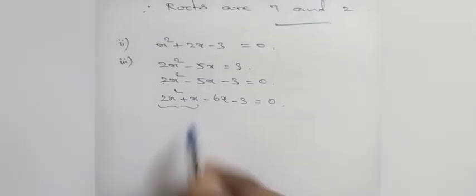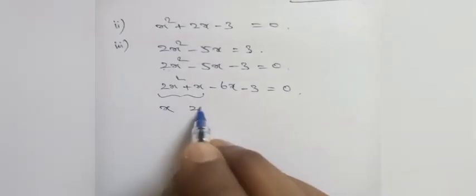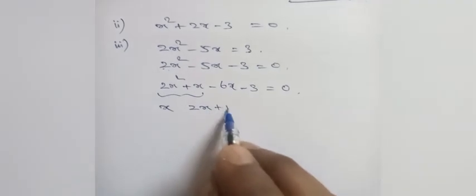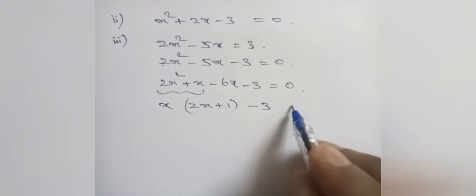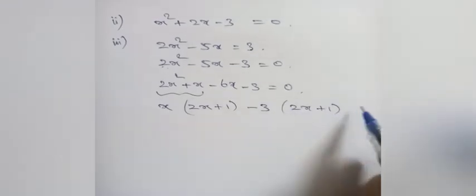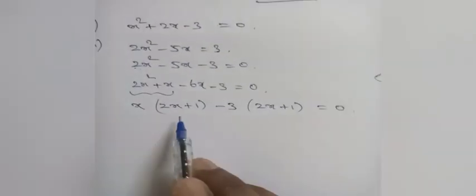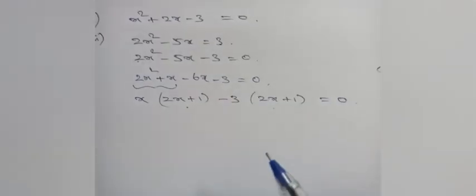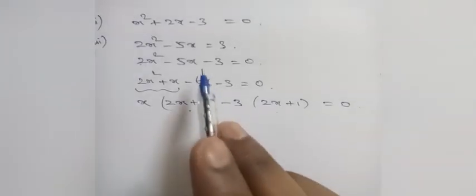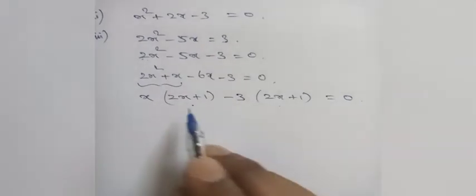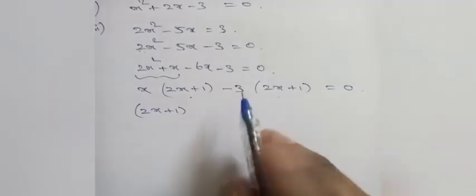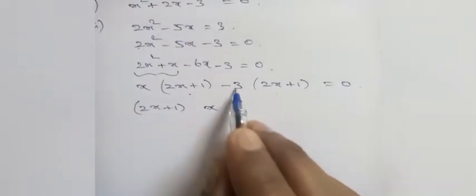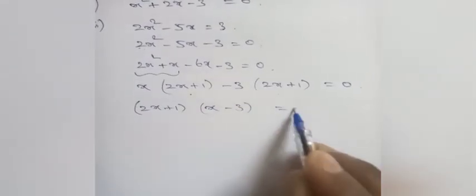Now consider the first two terms. What can we take out? x we can take out, remaining 2x plus 1. Here what can we take out? Minus 3 as common, remaining 2x plus 1 is equal to 0. Definitely these two terms will be the same. Then only our work is correct. Okay, take this term as common. So 2x plus 1 you take out. What will be remaining? x here, minus 3, which becomes 0.